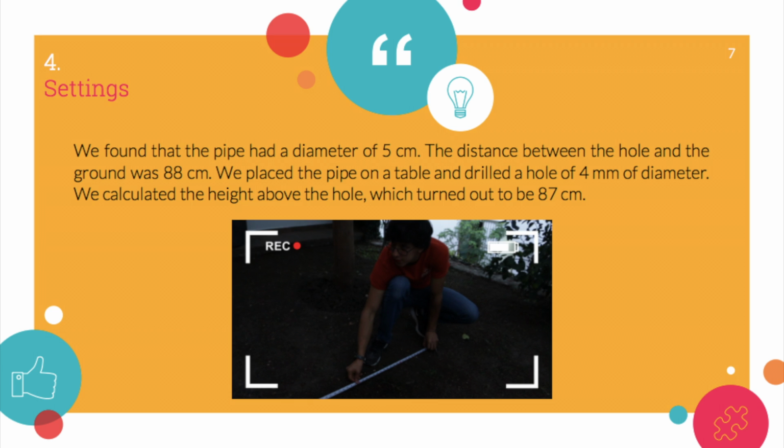We found that the pipe had a diameter of 5 centimeters. The distance between the hole and the ground was 88 centimeters. We placed the pipe on a table and drilled a hole of 4 millimeters of diameter. We calculated the height above the hole, which turned out to be 87 centimeters.